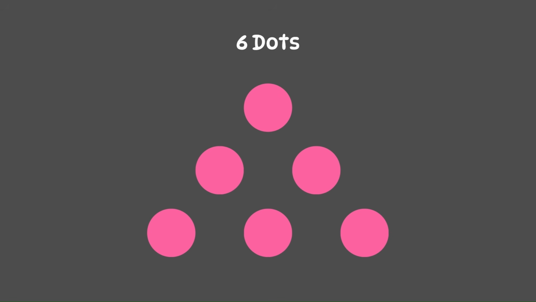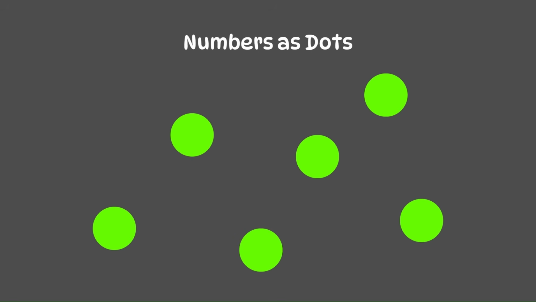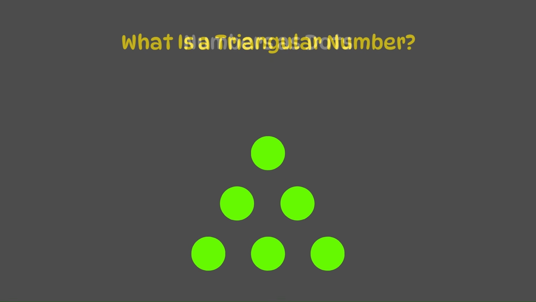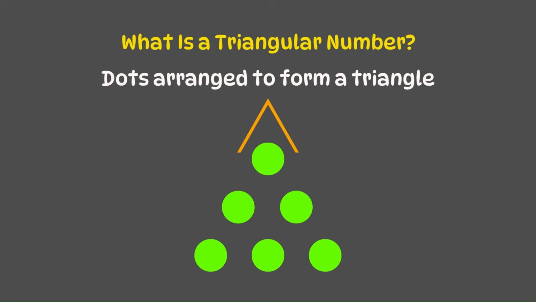Today we are going to learn about triangular numbers. Numbers can be shown using dots, and when we arrange dots in a special way, they can form different shapes. These shapes help us understand the numbers better. So, what is a triangular number? A triangular number is a number of dots that can be arranged to form a triangle.